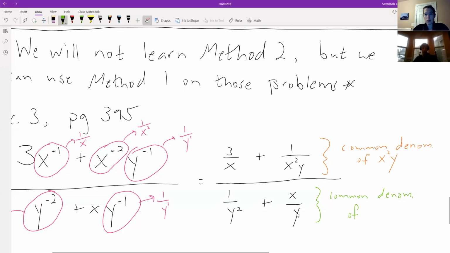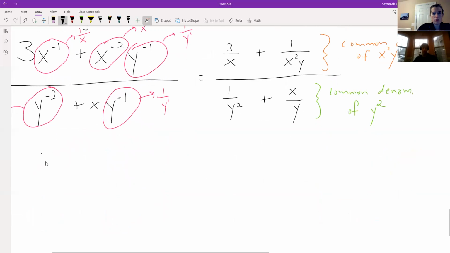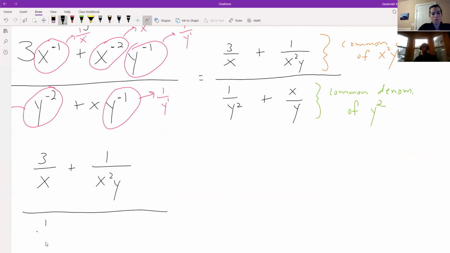Okay, and then down below, there are no x's. That's kind of nice. So we're just asking ourselves, what's the highest power of y? And it's y to the second. So that's our common denominator. And as I've been doing, I don't want to make a mess if I can avoid it. So before we start giving everybody their common denominators, let me just rewrite the problem.